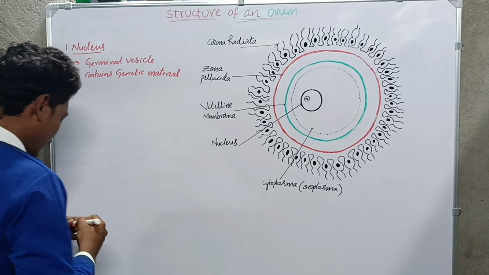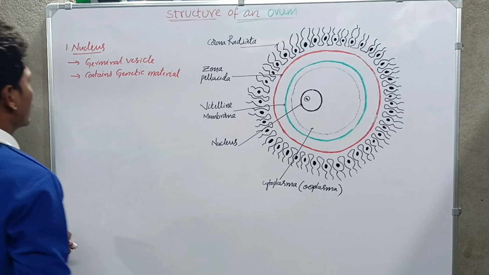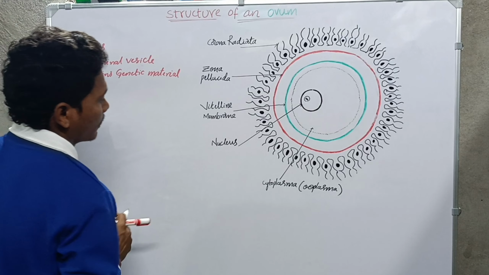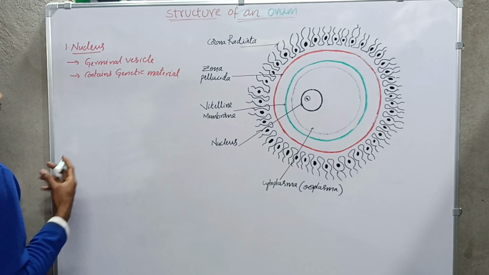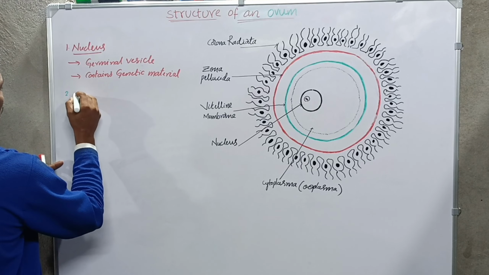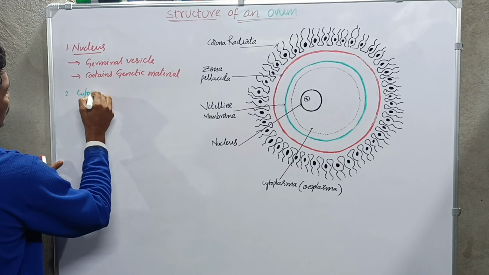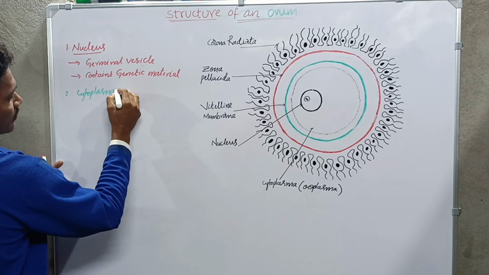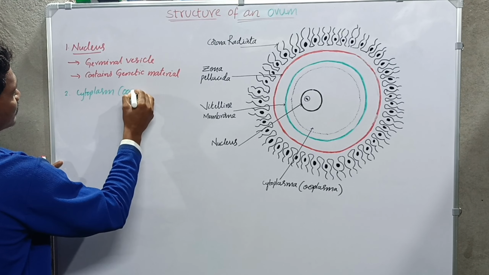Okay. And second one is ooplasm. Second one is ooplasm or cytoplasm.